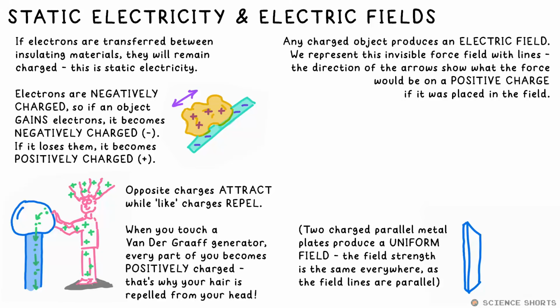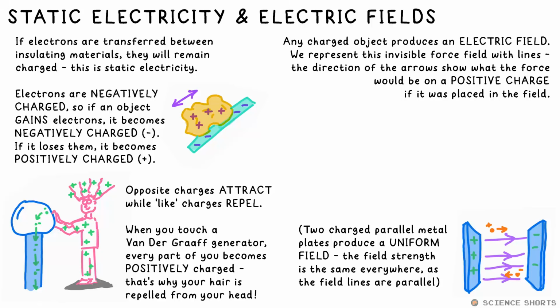A charged object produces an electric field. And if you have two objects that have different charges, an electric field is produced between them. We can't see this electric field, of course, but we can represent it with lines. The arrows on the line show the direction of the field, and they always go away from positively charged objects and towards negatively charged ones.